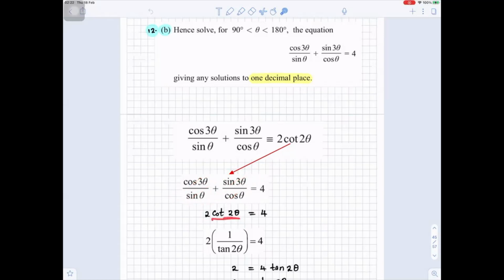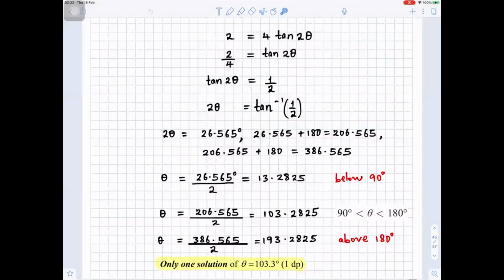Now cot 2 theta is the same as 1 over tan 2 theta. And we take the tan 2 theta to the right-hand side. It becomes 4 times tan 2 theta equals 2. And we take 4 to the left-hand side, it becomes divided by 4. So tan 2 theta equals a half. 2 divided by 4 is a half. So 2 theta is inverse tangent of a half. When you get inverse tangent of a half, you get 26.565 degrees. But tangent repeats every 180 degrees.